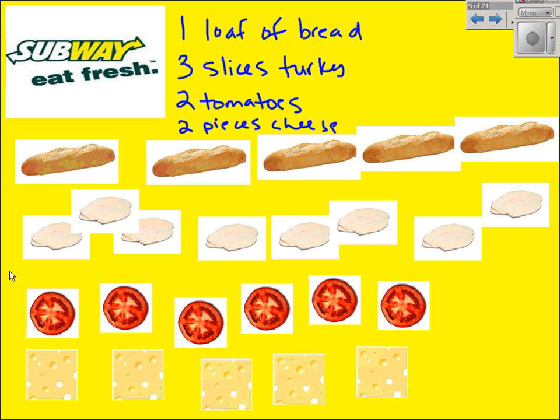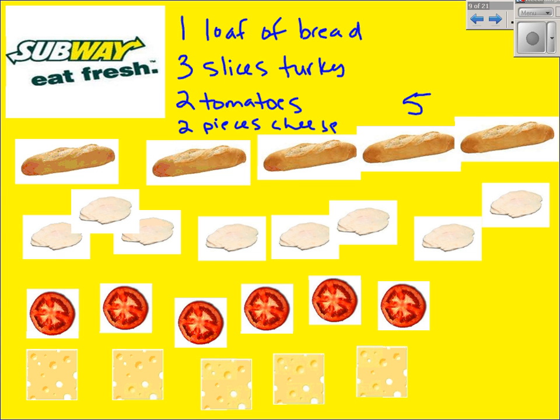Well, let's take a look. Let's first look at the bread. If it was just based on the bread, you would be able to make 5 sandwiches. There's 5 loaves of bread, and you know to make one sandwich, you need 1 loaf of bread. What if it was based on the turkey?